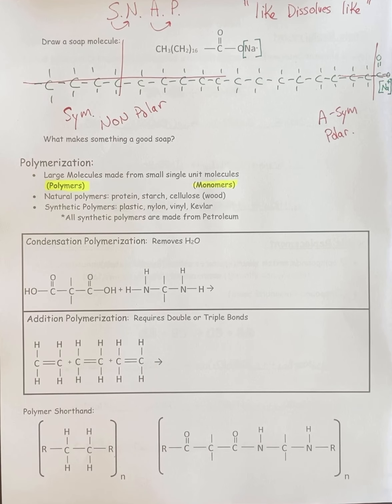Now, what do we do and how do we draw it? It's real simple. For polymerization, you're basically going to do two types. There is condensation polymerization, and if you know what the word condensation means, right?